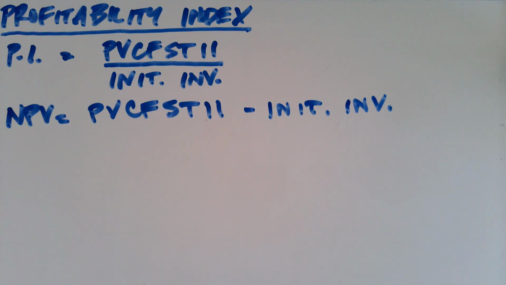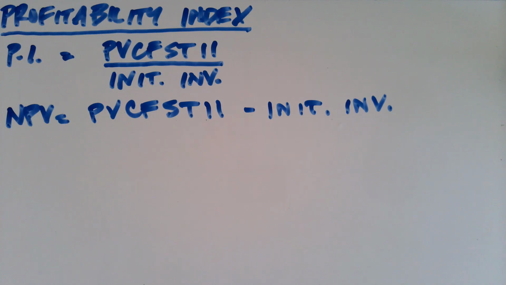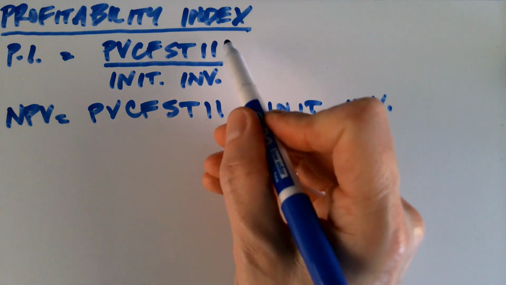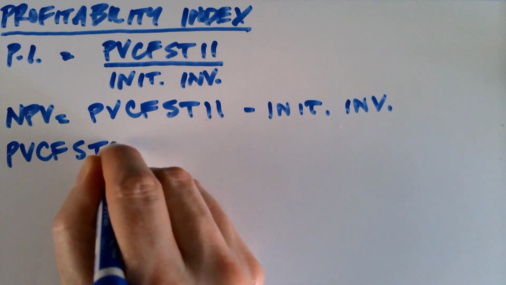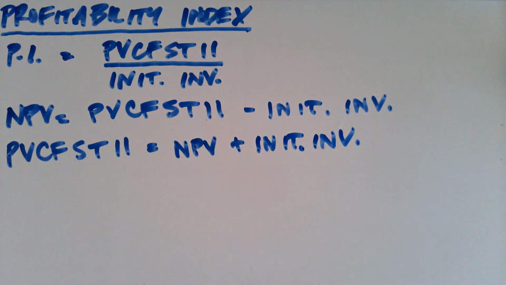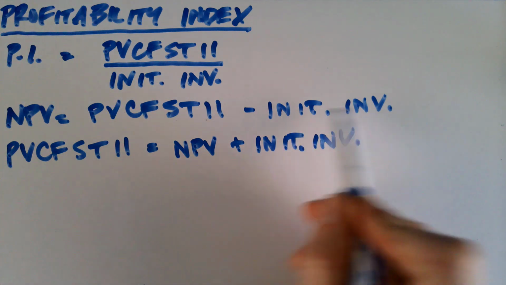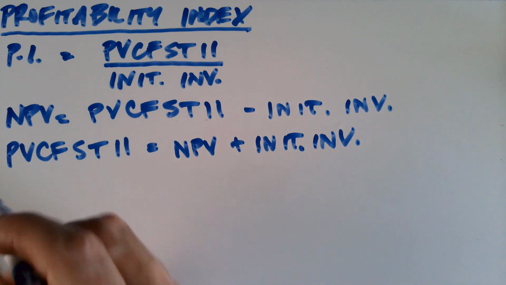And so what we can do is solve this formula for the present value of cash flows subsequent to initial investment, and we can substitute that in up here. So let's do that. So all I did was flip this thing around and add initial investment to both sides, and when I did, the initial investment here canceled out. So what can I do with this now? Well, let's substitute back in.